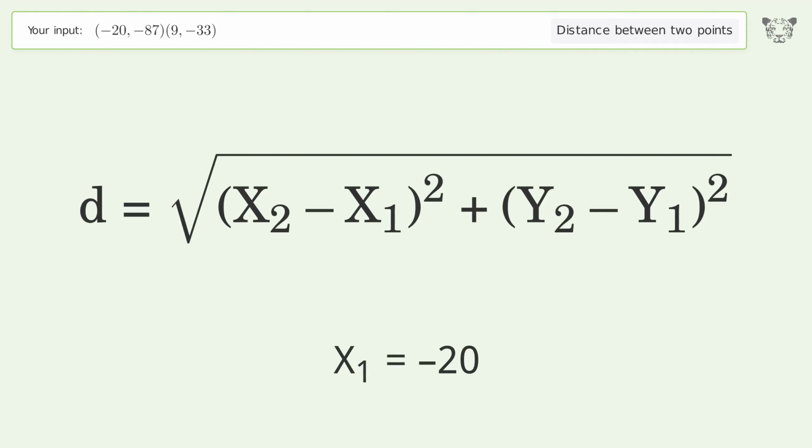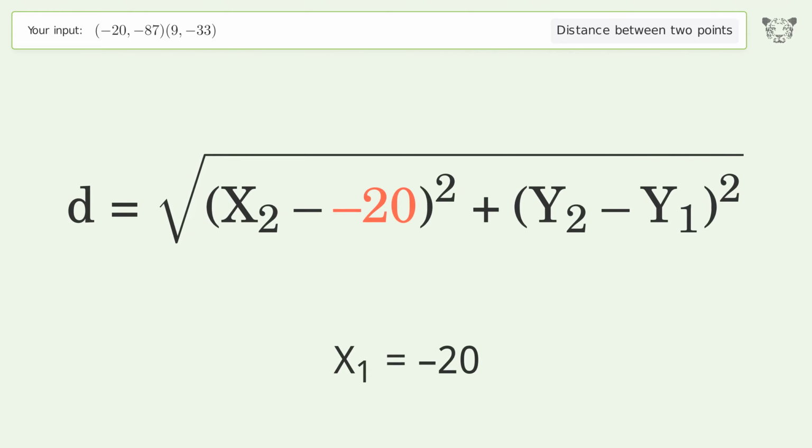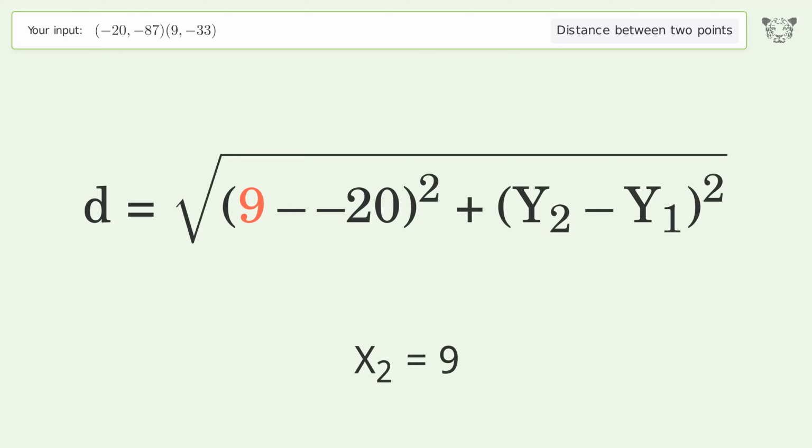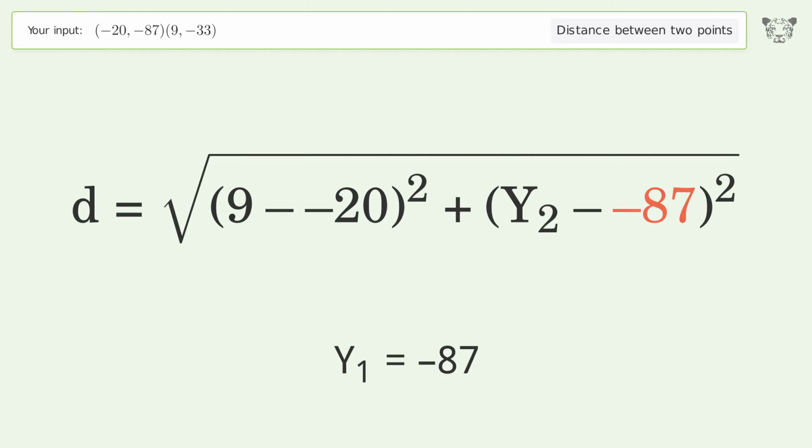x1 equals -20. x2 equals 9. y1 equals -87. y2 equals -33.